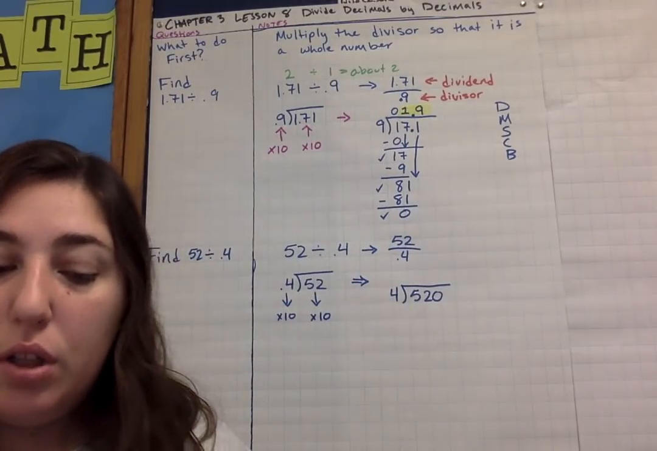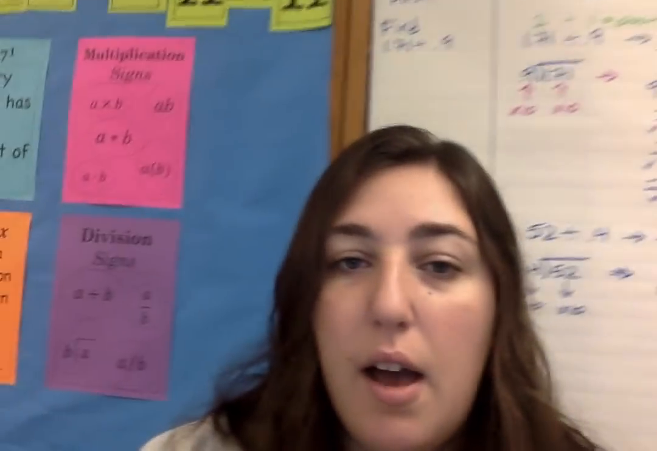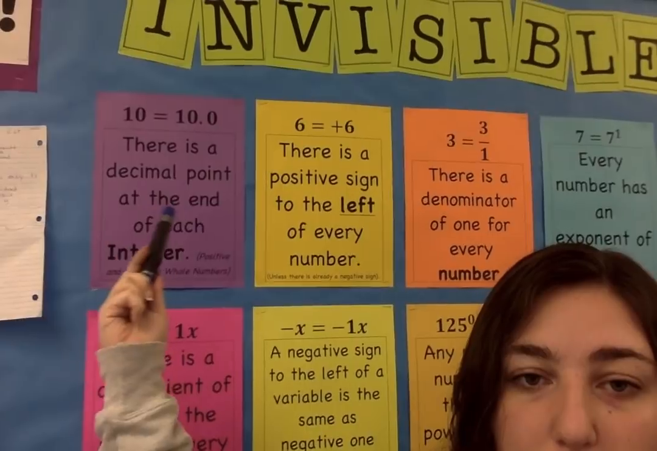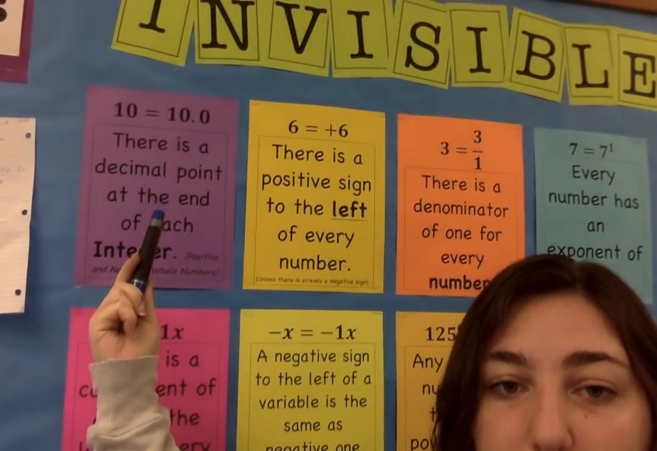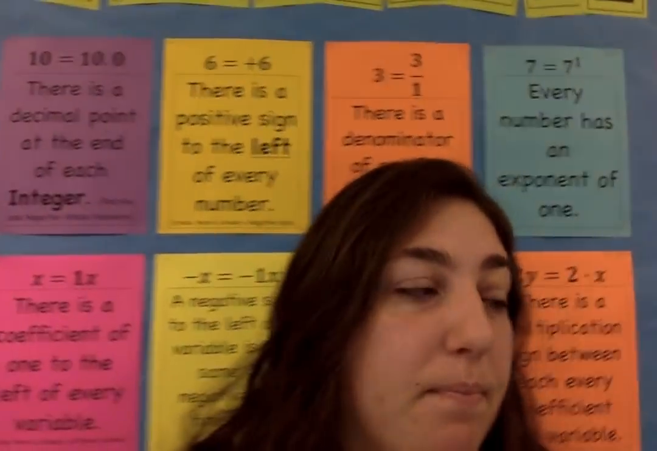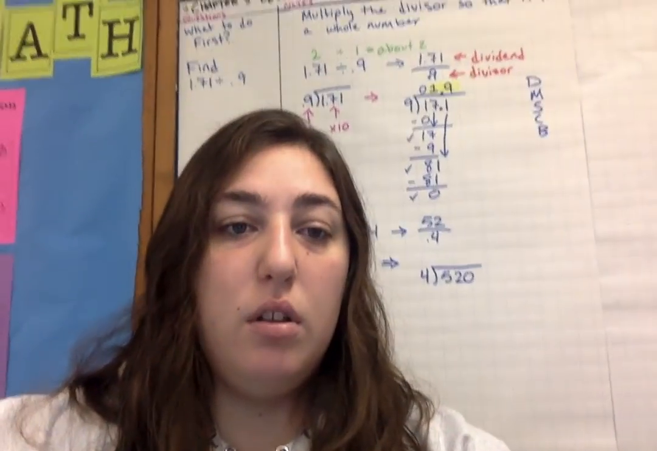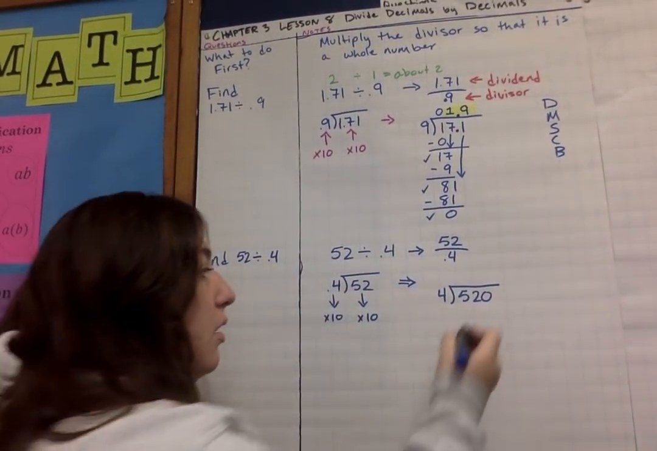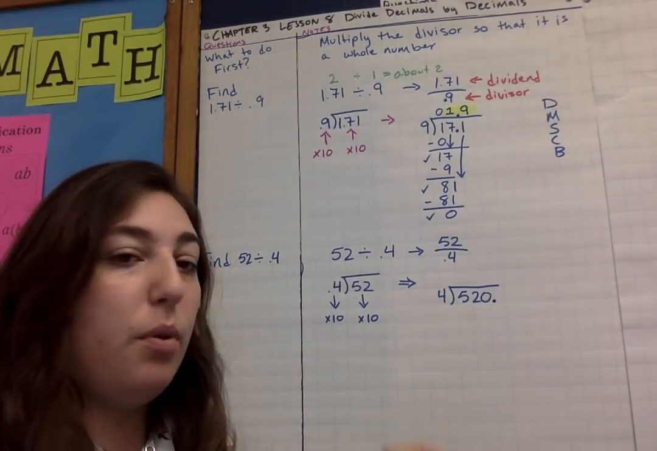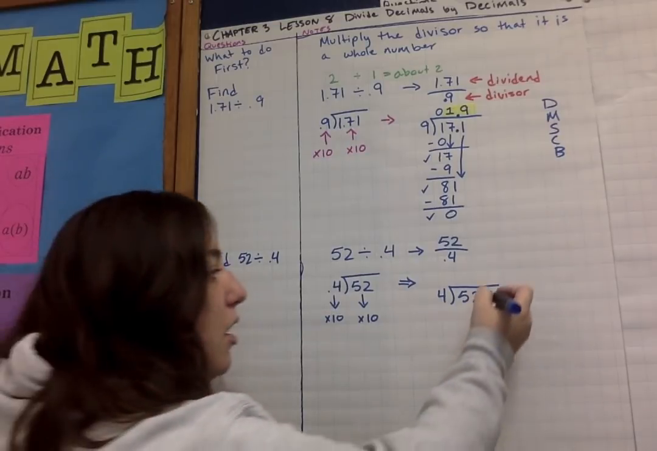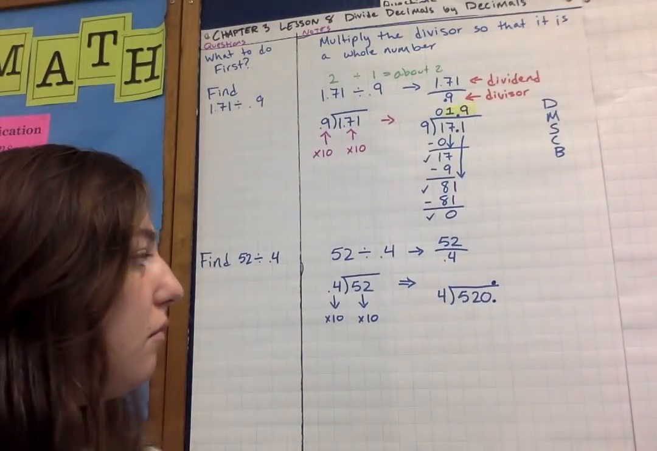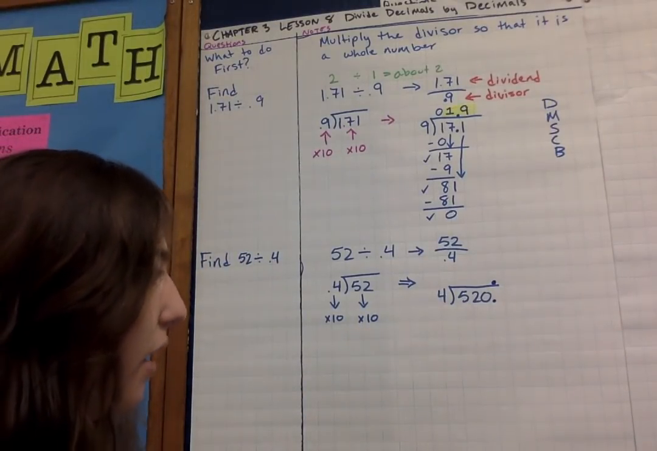But actually, if we look at this little wall over here of invisible math, it actually shows us right here that 10 is the same as 10.0. So that means there is a decimal point at the end of each integer, okay? So we can put a decimal behind here, because we know that each integer has a decimal behind it. So each whole number is going to have a decimal. So I'm going to put my decimal in the same spot right there. Okay, so now I can start dividing.